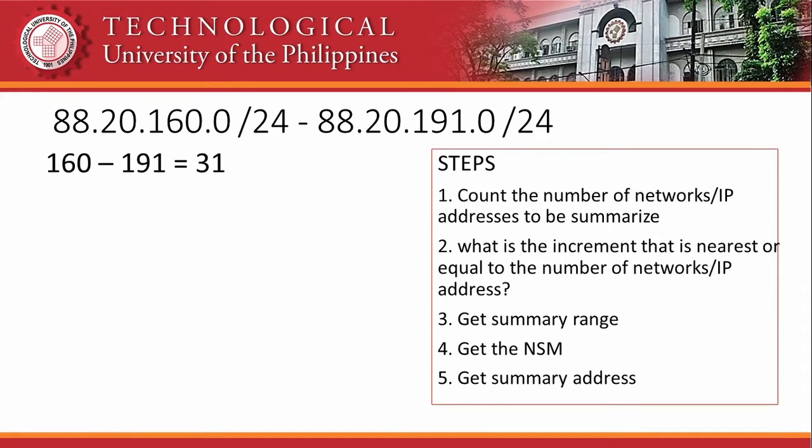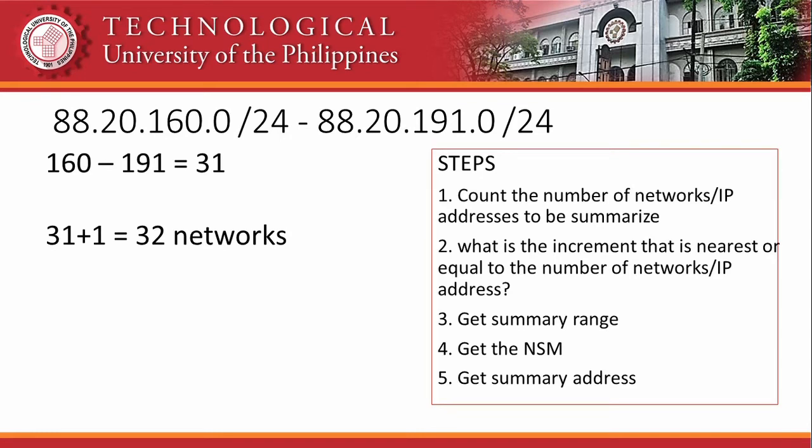We have to supernet the class A network 88.20.160.0/24 to 88.20.191.0/24. First step is to count the number of networks. In counting the number addresses, kailangan muna natin hanapin which octet yung may change in value. And then minus natin yung larger value sa lower value. In this problem, yung third octet yung nagbago. So, 160 minus 191 is equals to 31. Tapos, 31 plus 1 is equals to 32 networks.